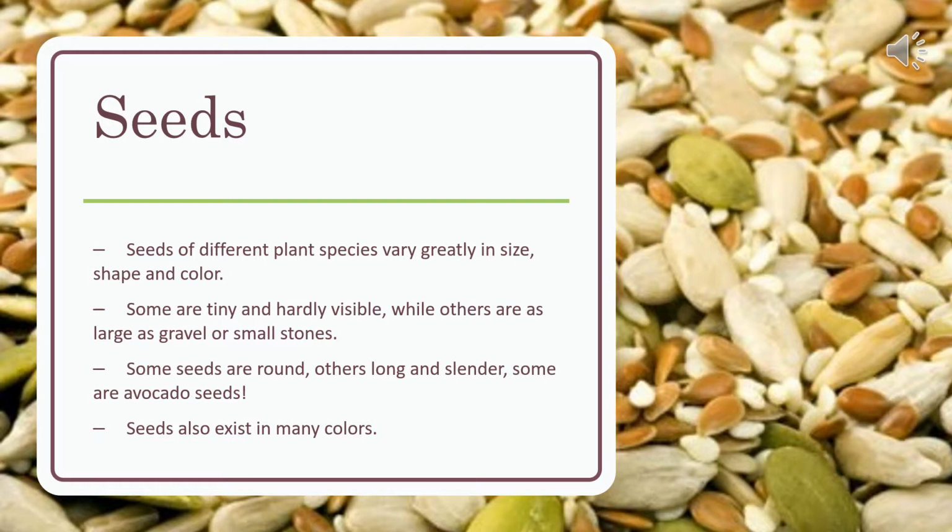So we know that there's a huge variety of sizes, shapes, and colors. We know that there's some that are teeny, teeny, tiny, like our strawberry or our basil seeds, and then others are much larger. Like I said, our sunflower seeds, pumpkin seeds, they have different shapes, they have different sizes, they have different looks, and they also come in different colors.